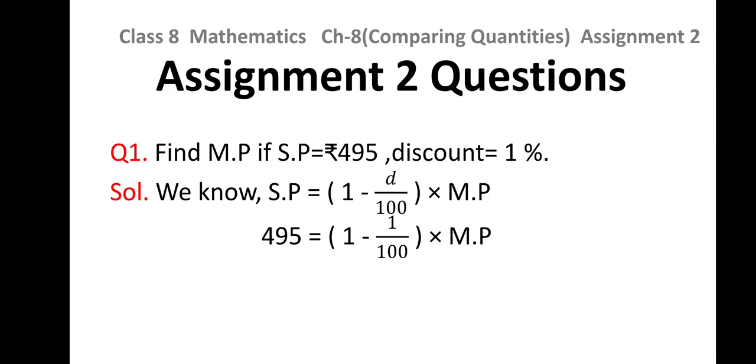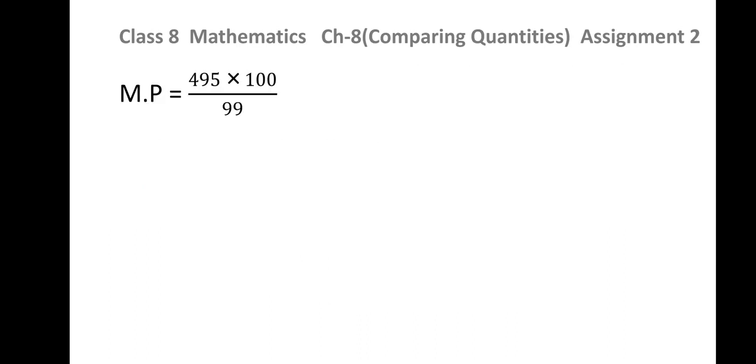So putting the values in the formula, it will be 495 is equal to 1 minus 1 over 100 into marked price. After solving the bracket, you will be getting the equation as 495 is equal to 99 over 100 into marked price. Now, MP will be written like 495 into 100. This 100 will be shifted to the left hand side. So, it will be 495 into 100 divided by 99. When you solve, you will be getting marked price as rupees 500.